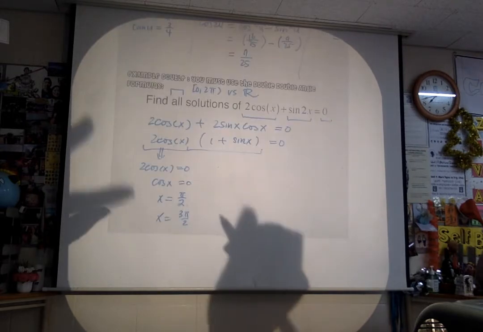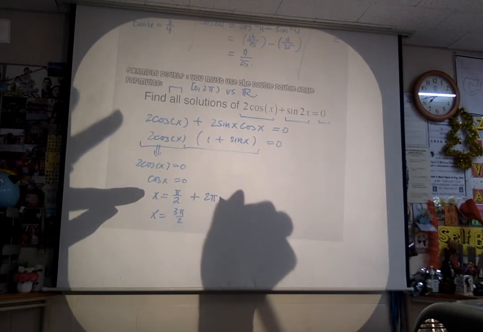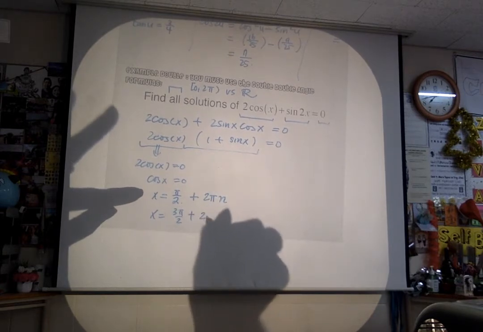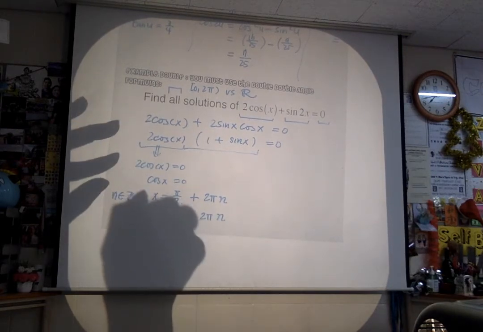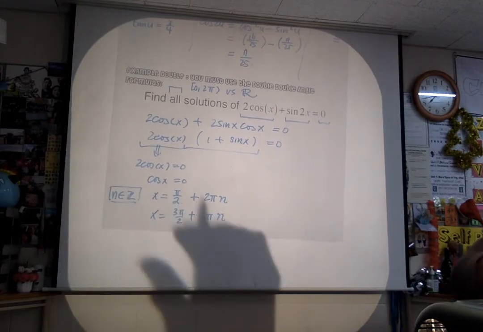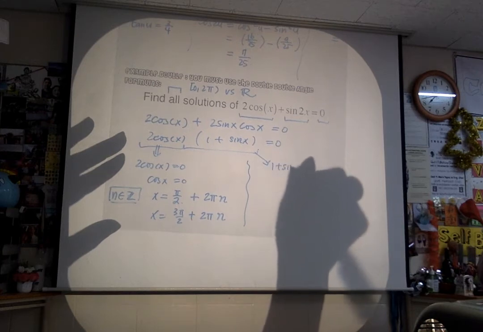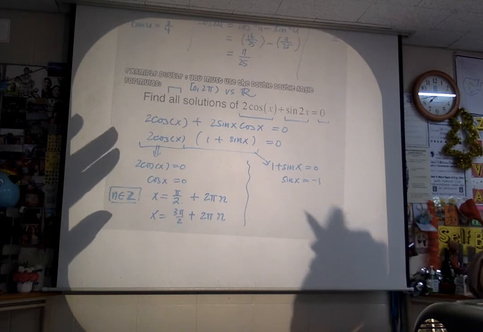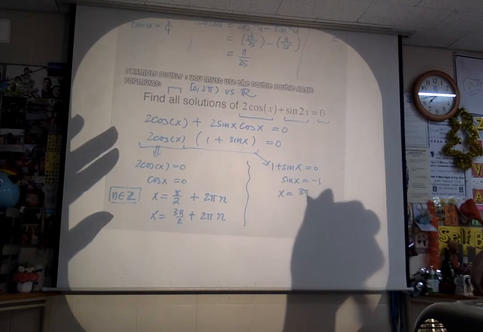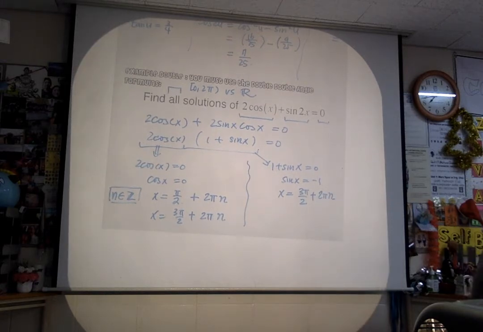But how often does this occur? It occurs every 2 pi, n times indefinitely, right? And remember, n is an integer, okay? We know that it repeats every 2 pi. Let's go on to the next case, the next factor. 1 plus sine x is equal to 0, so sine of x is equal to negative 1. When is sine of x negative 1? You're right, it's 3 pi over 2, but it's all real solutions. How often does it happen? Every 2 pi indefinitely. So we have to write that in there, okay?